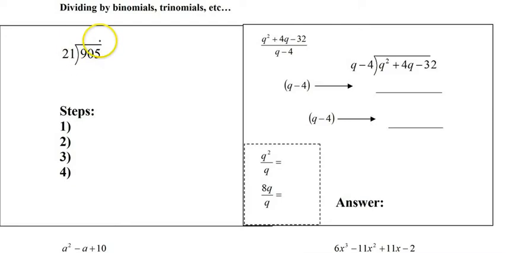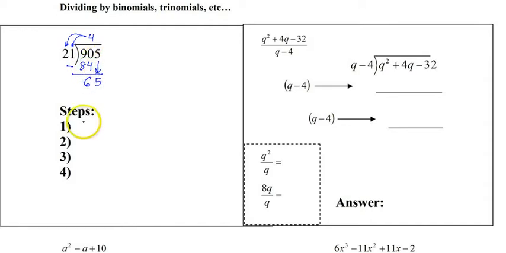So we go back here, and we're going to get our steps off of something we already know. So 21 into 90 would be 4. And that gives us 84. And then after we multiply, we do 4 times 1 is 4. 4 times 2 is 8. We're distributing. That's all we're doing. And then after we do that, we subtract. So 90 take away 84 is 6. And then we bring down the 5.